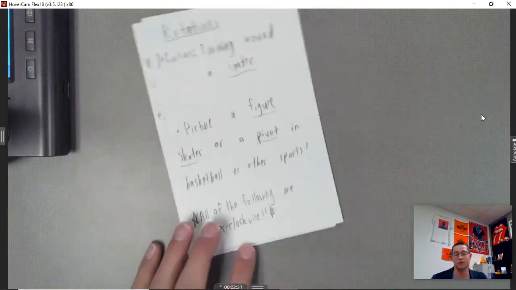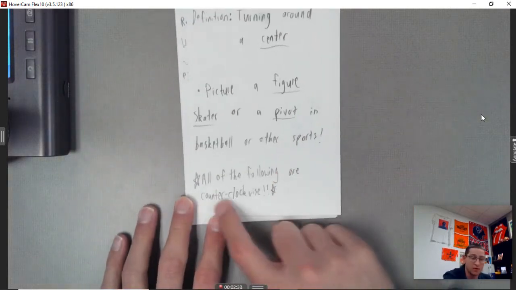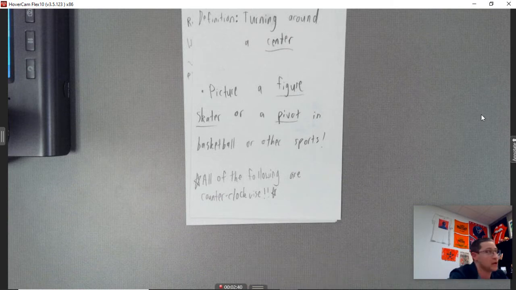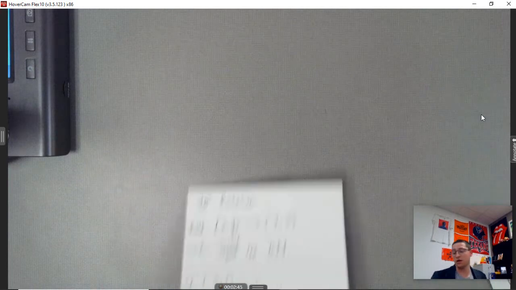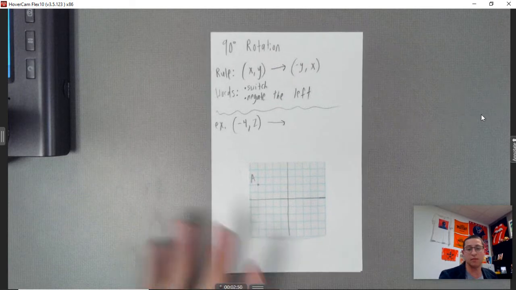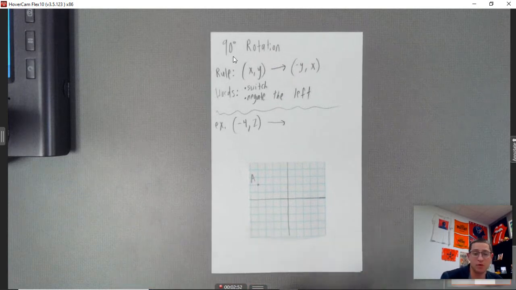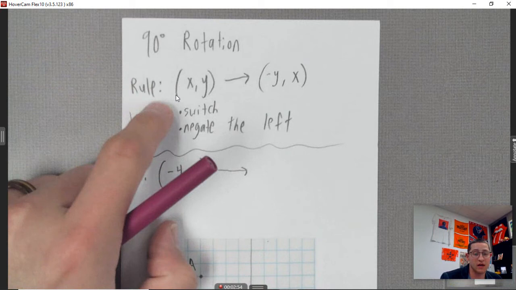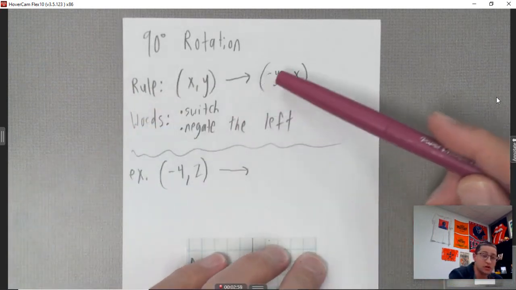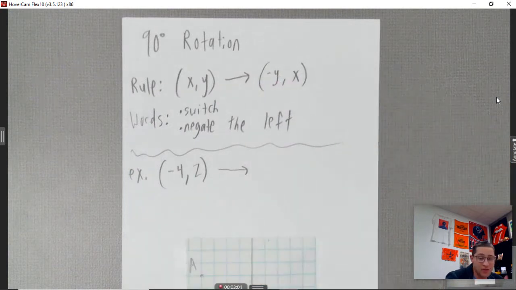So let's take a look. First, I want to say that all the following are going to be counterclockwise. Let's get that out of the way. You think about a clock; we're going the opposite way that time moves. All right, so here we go. 90-degree rotation. Let's go ahead and get a pen. Our first rule: if we have coordinates (x, y), we're going to change those coordinates to (-y, x). That is the rule for a 90-degree rotation.